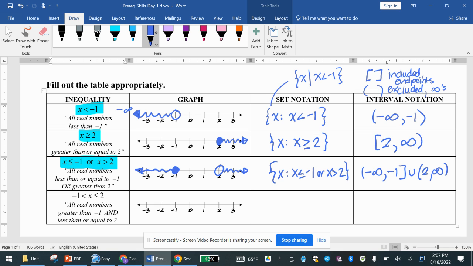And then last but not least, from -1 to +2, you're going to write it exactly like you see it in the inequality. And then the shading is not including -1, but including 2.